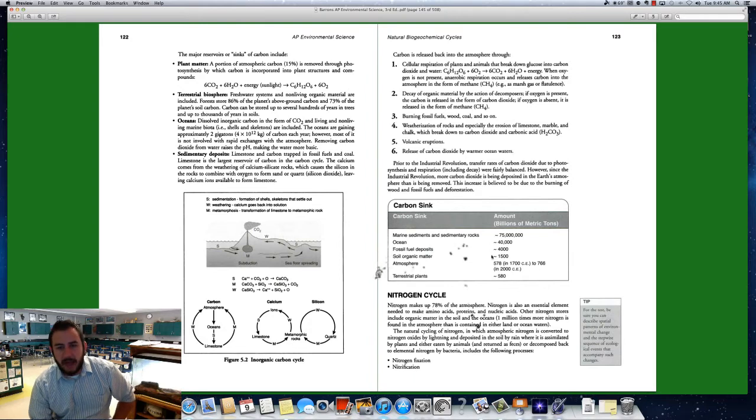Again, there are some sinks in how much they can actually hold as far as carbon itself, and there's the amount, in billions of metric tons, of carbon that each of these areas can hold that we talked about earlier. All right, so that's one cycle. That's the carbon cycle, kind of well-known.